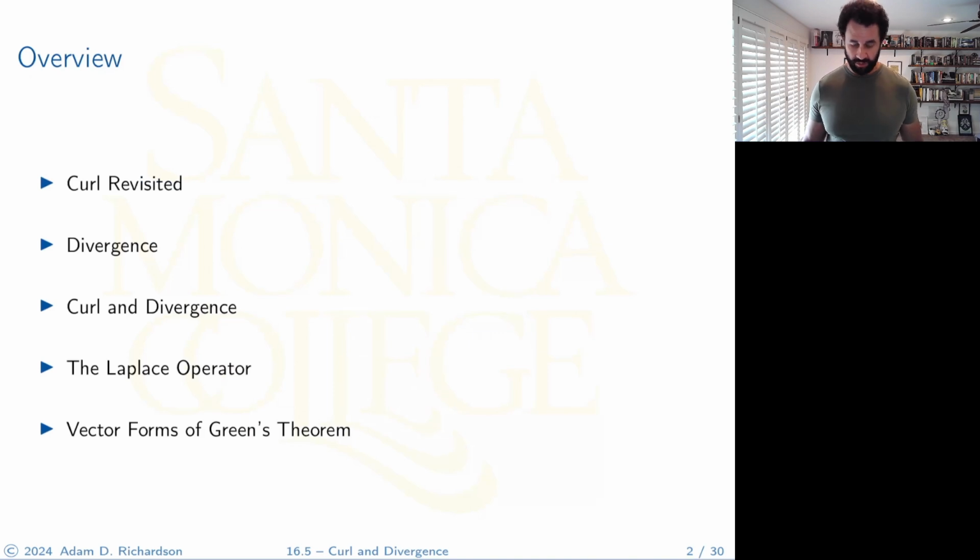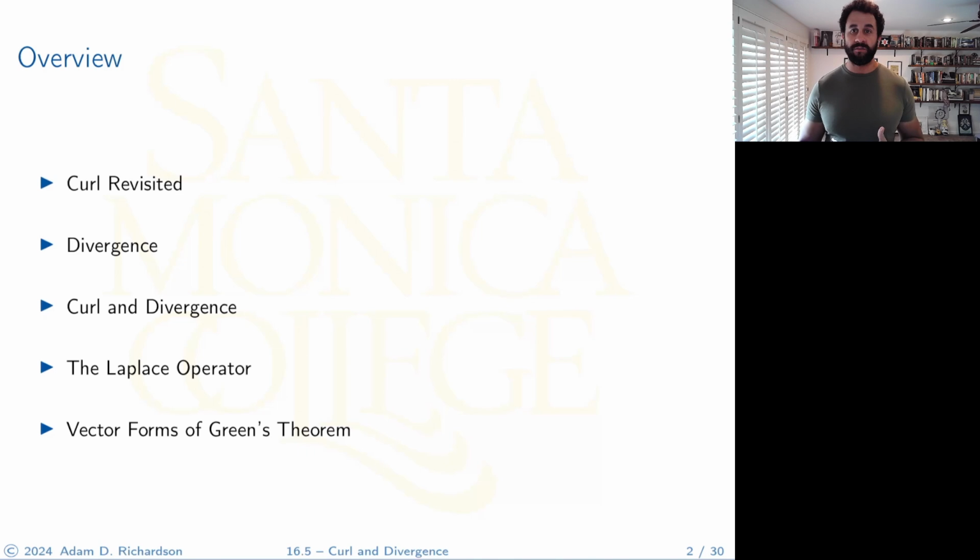Here's the overview. We're going to revisit the concept of curl. We will talk about divergence and get some intuition for divergence, talk about curl and divergence in general. We will talk about the Laplace operator, which I actually introduced way back in something in chapter 14. And then we're going to take a look at the vector forms of Green's theorem.